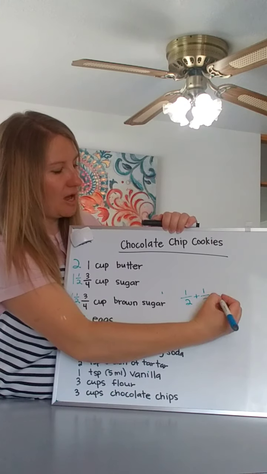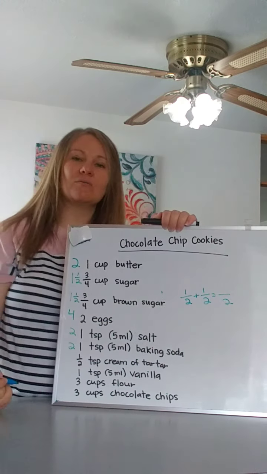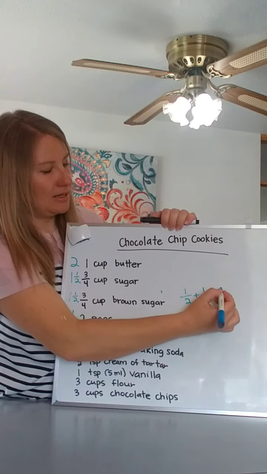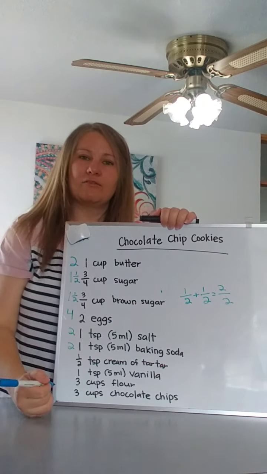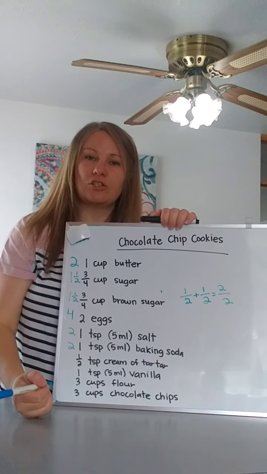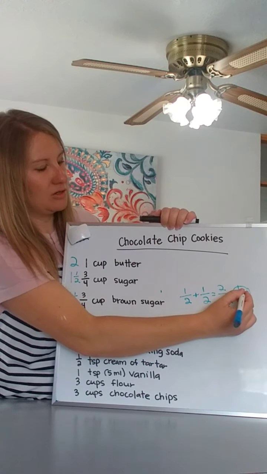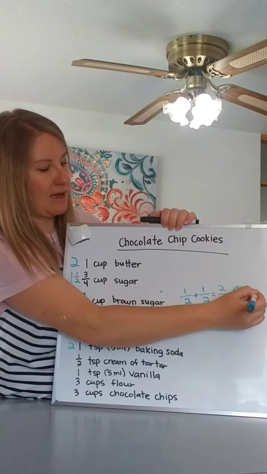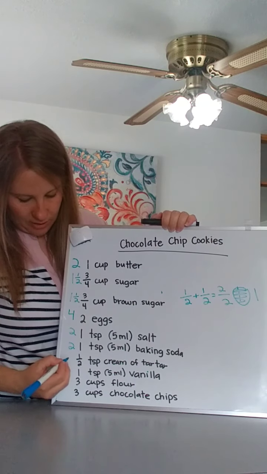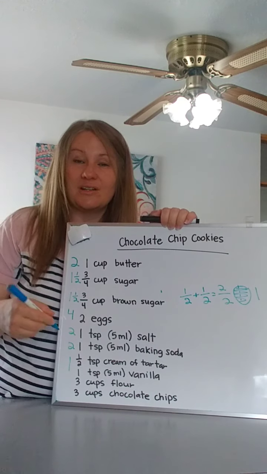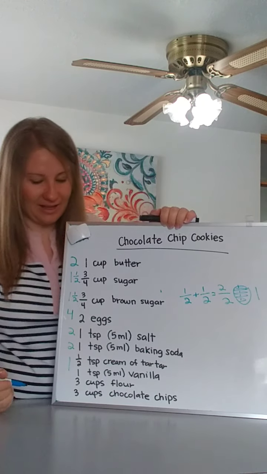So I bring my denominator over. When we're adding and subtracting, we keep the same denominator. Now I have 1 plus 1 equals 2. I have 2 halves. So if I have 2 parts of 2, if I have my cookie and I have both sides, I have 1. So now we're going to go to 1 teaspoon of cream of tartar. That's a plumping agent, and that will make your cookies nice and fluffy.